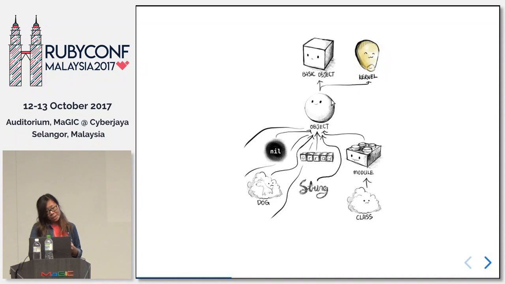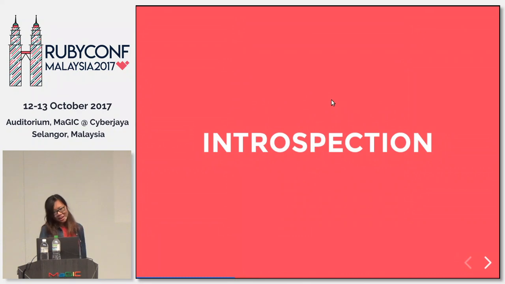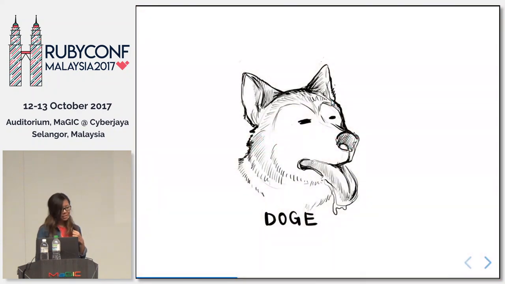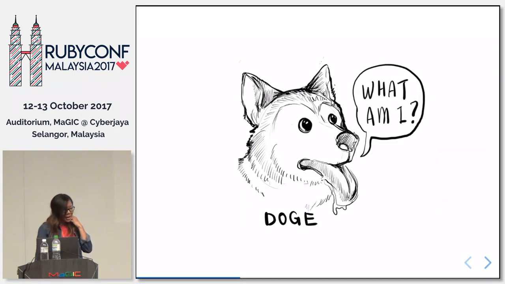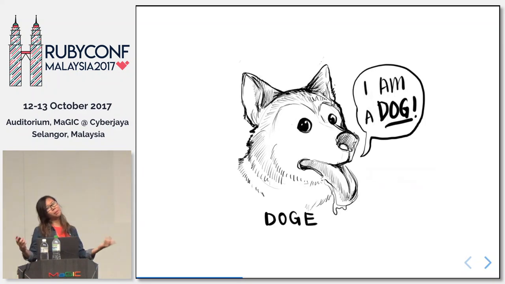But Ruby had also given her creations a very special kind of power, which was soon to precipitate a great existential crisis. And this was the power of introspection. And so it was that one of the first objects, Doge, began to ask, what am I? And he discovered he could call the method class, and the answer was as plain as day. He was a dog, and so the existential crisis passed.